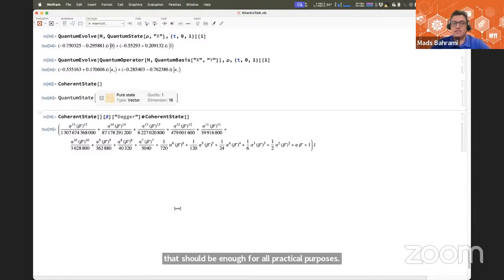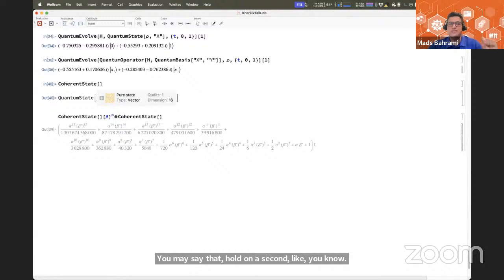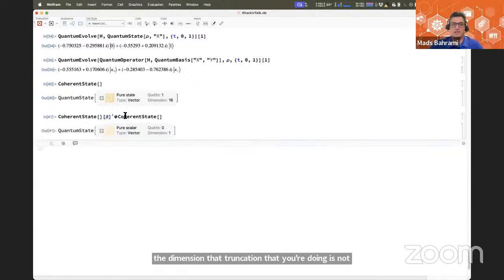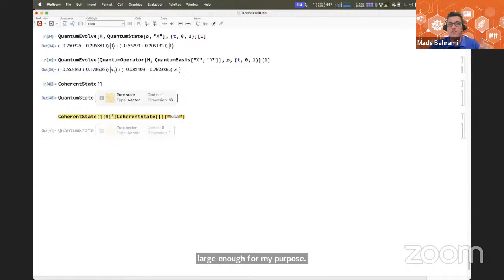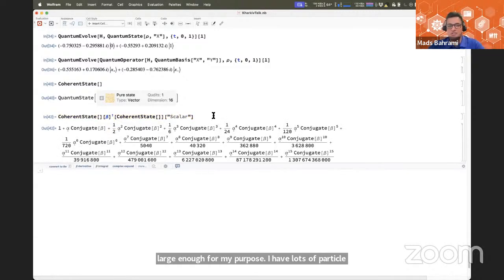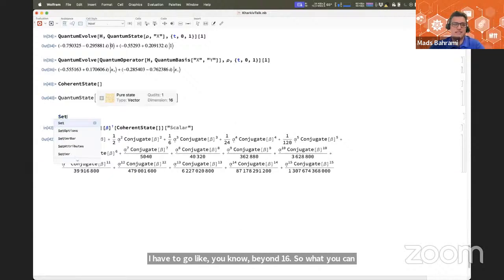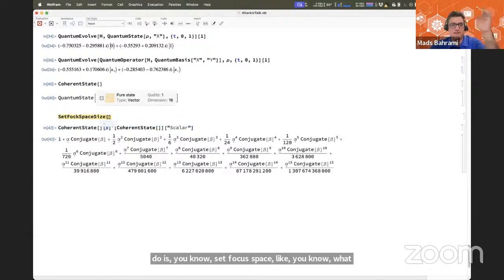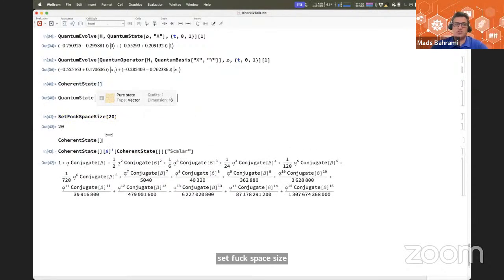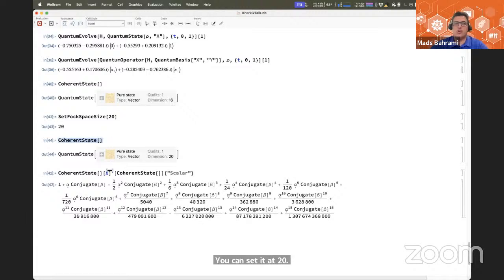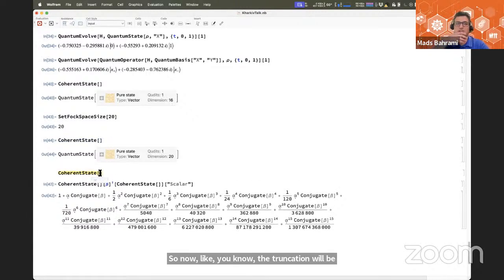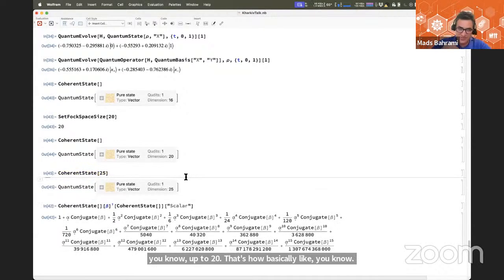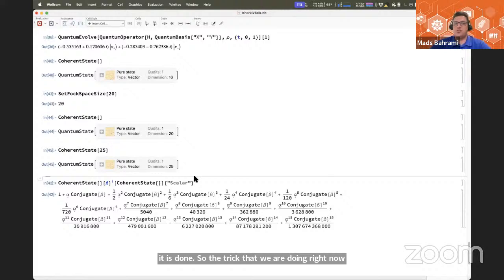You may say, hold on a second, the truncation that you're doing is not large enough for my purpose. I have lots of particle creation, and if I truncate only up to 16, that's no good. I have to go beyond 16. So what you can do is set Fock space size. You can set it at 20. So now the truncation will be done up to 20. That's basically how it is done. So the trick that we are doing right now is truncating your Fock space.